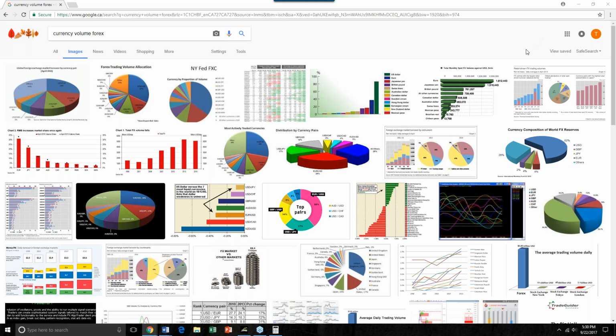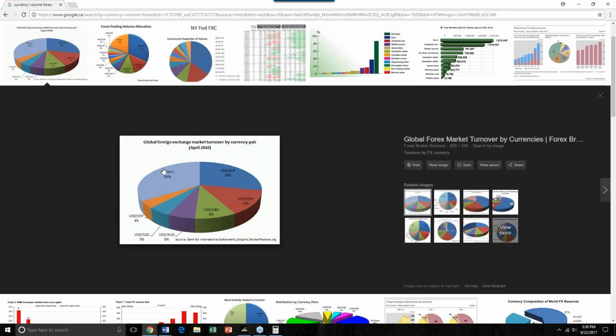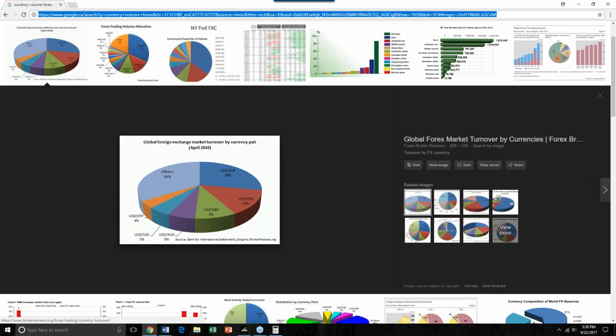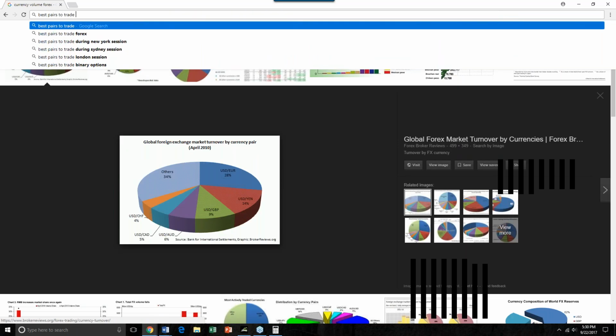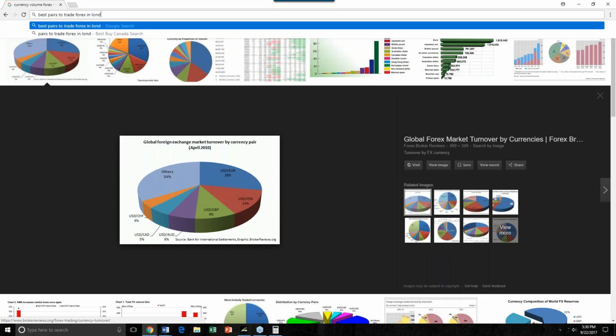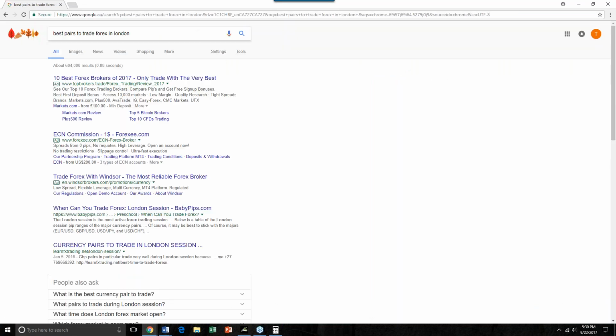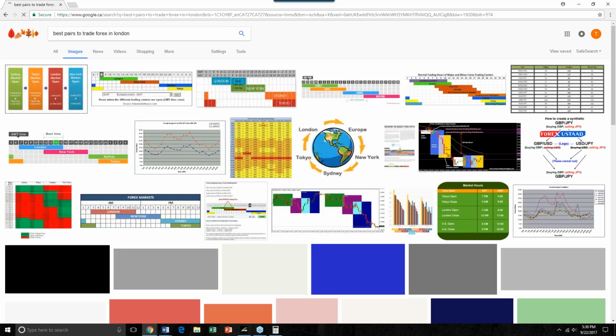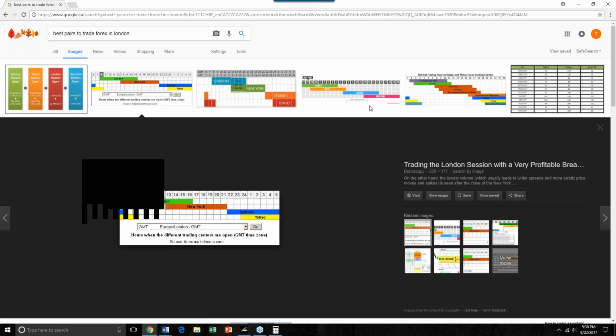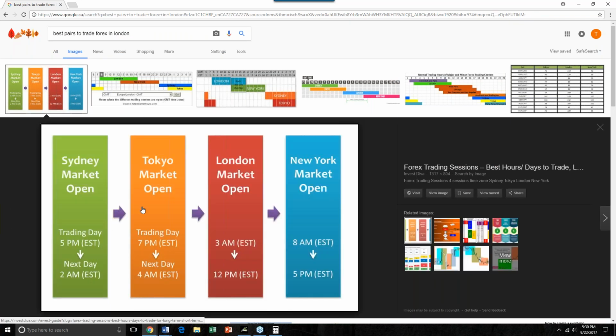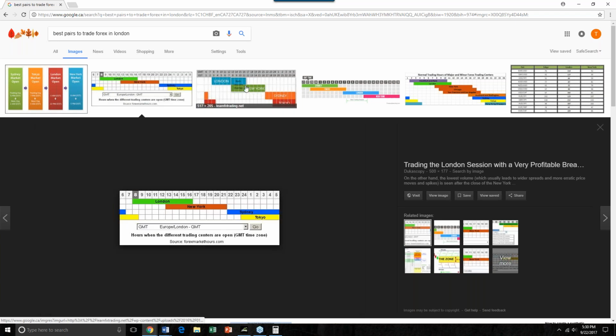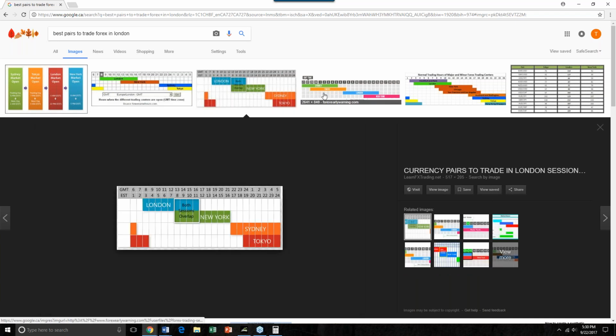Oh, sorry, wrong one. You can see here, foreign exchange. You can turn around and say best pairs to trade Forex in London. You know, you can do this. Look, it tells you all this stuff right here. All I'm doing is Googling. You just Google and it tells you all this information.